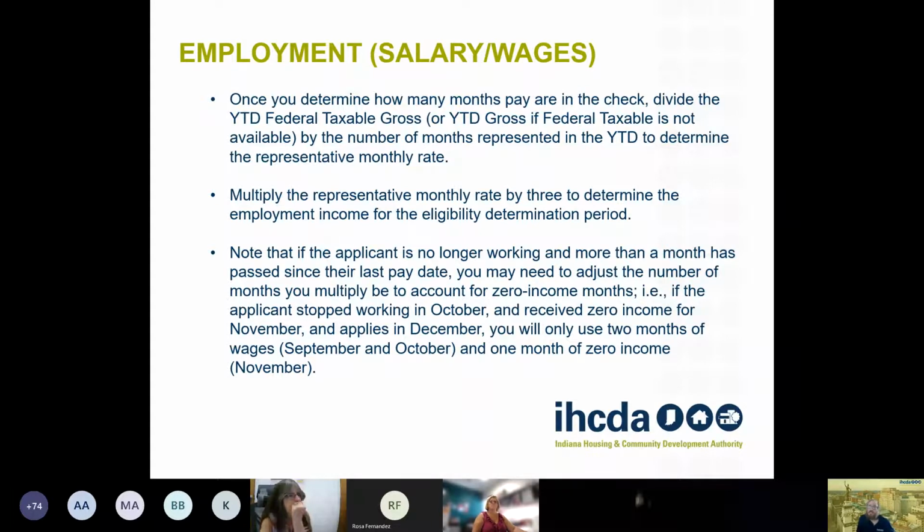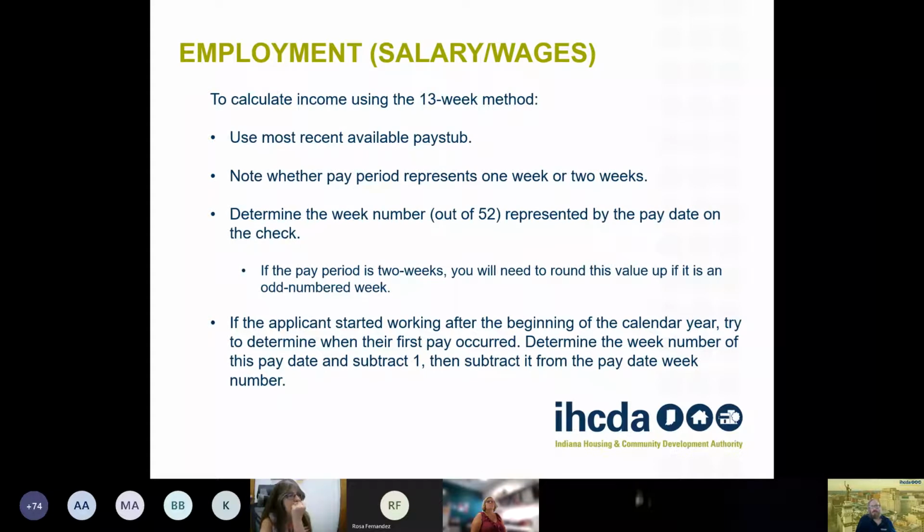Note that if the applicant is no longer working and more than a month has passed since their last pay date, you may need to adjust that multiplier in order to account for zero income months. So if the applicant stopped working in October and received zero income for November and applies in December, then you're actually only going to be using September and October wages. So you'll want to multiply that monthly rate by 2 and then 1 month of zero income. So that is 3 most recent complete months.